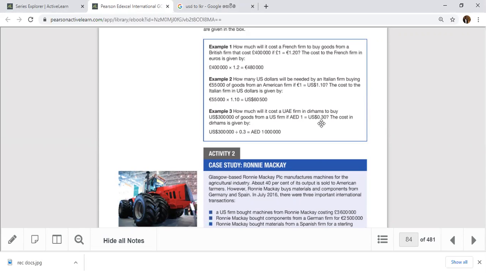Then for the cost in dirhams, you have to divide. You can see 300,000 divided by 0.3.